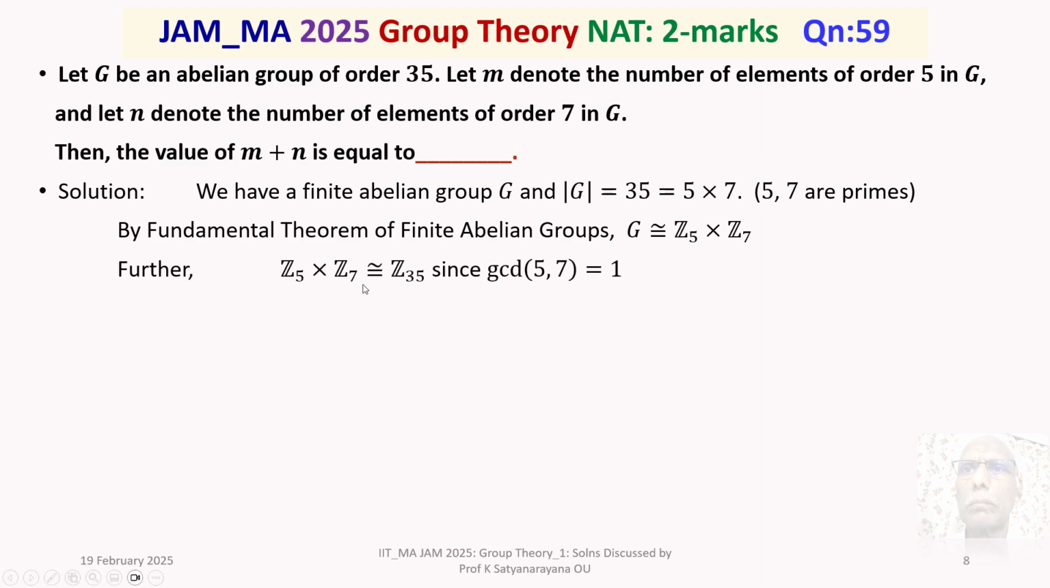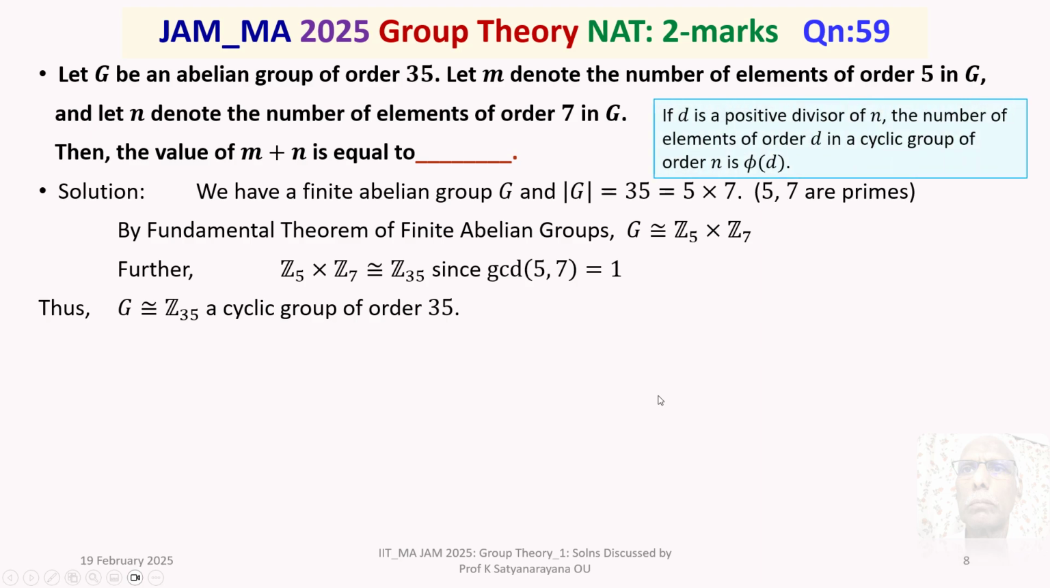Z5 cross Z7 is isomorphic to Z35 because the GCD of 5 and 7 is 1. Z35 is a cyclic group. So therefore, you can take G as Z35, a cyclic group of order 35. In a cyclic group, if you have a positive divisor D of the order of G, then the number of elements in G of order D is given by phi of D, where phi is Euler's phi function. So this is the result.